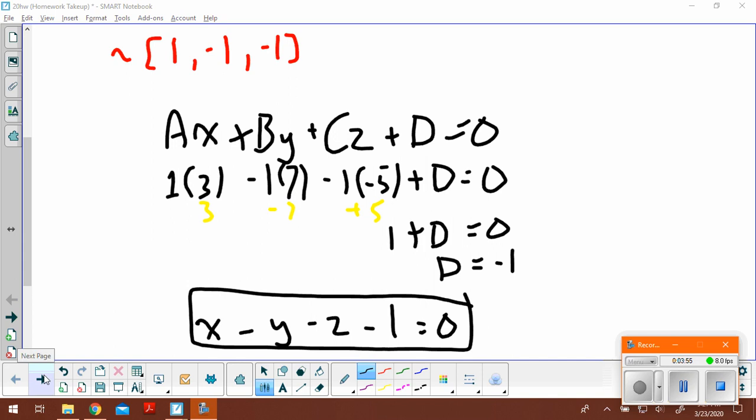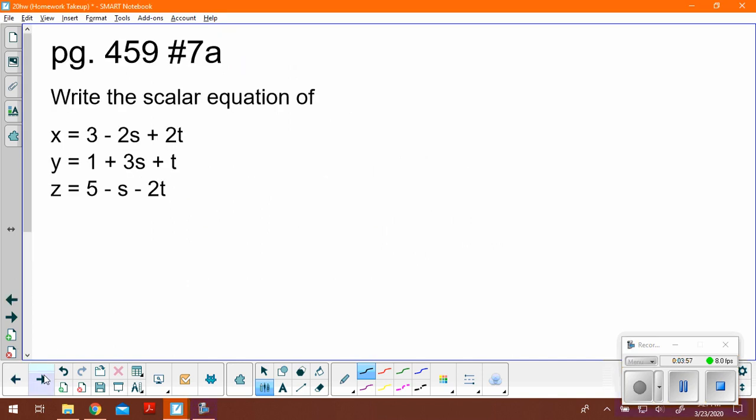On to the next one. Number 7A from page 459. Write the scalar equation of this plane, which is currently in the parametric form. For this one, it's very similar to 6A. I'm going to put it back into vector form, and it will help me see what I have to do.